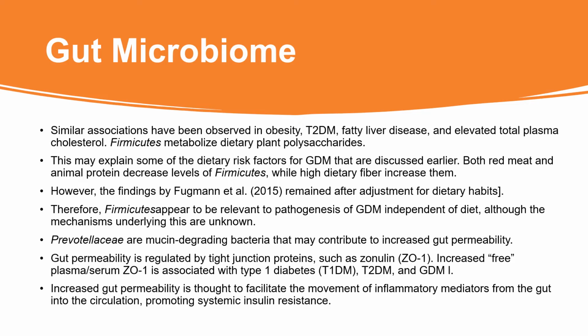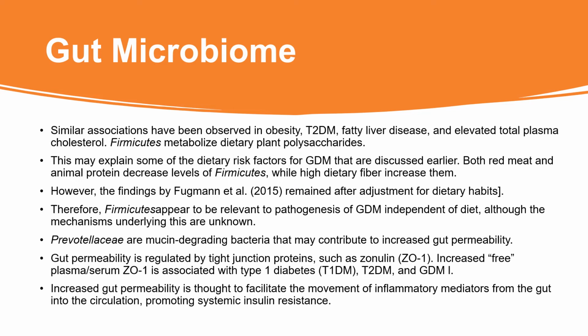Firmicutes metabolize dietary plant polysaccharides. This may explain some of the dietary risk factors for GDM that were discussed earlier. Both red meat and animal protein decrease levels of Firmicutes, while high dietary fiber increases them. However, the findings by Fugmann et al. in 2015 remained after adjustments for dietary habits. Therefore, Firmicutes appear to be relevant to the pathogenesis of GDM independent of the diet, although the mechanisms underlying this are unknown.